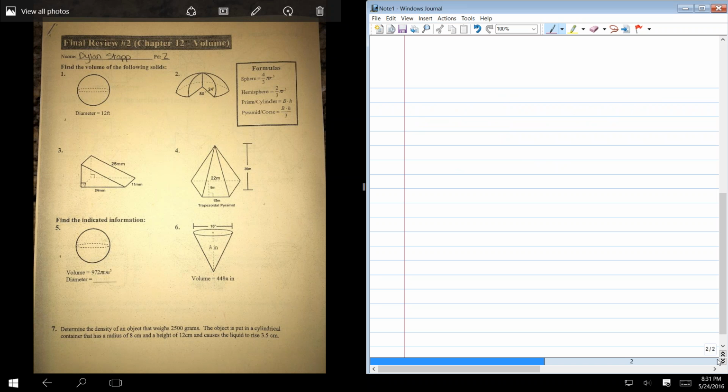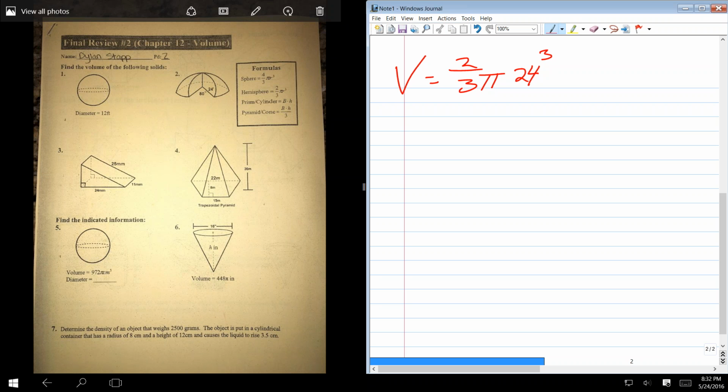Okay, so for number 2 this one would be 2/3 pi times radius cubed. The radius is 24. But that's the volume of a hemisphere. Right, but this has a chunk cut out. So how do we handle that? Always think of what part of the hemisphere do we have?